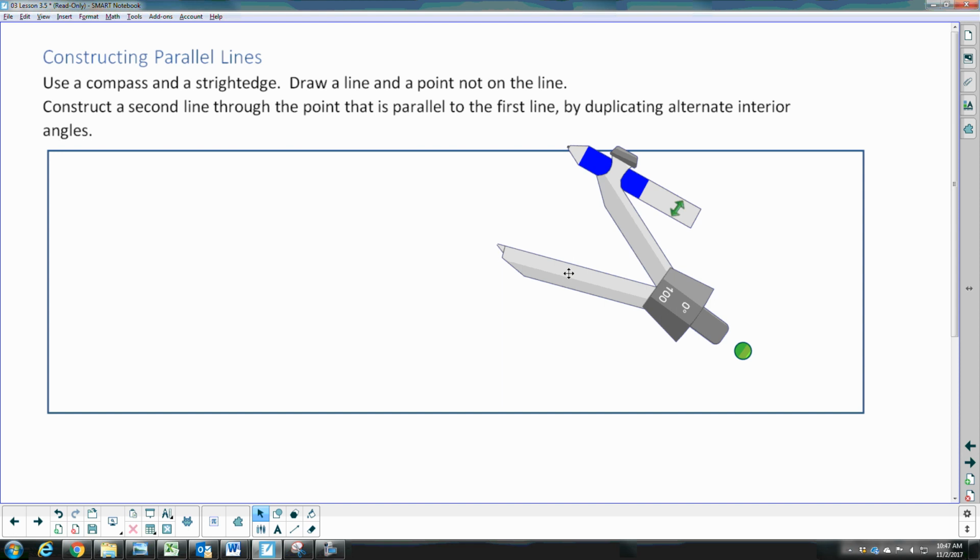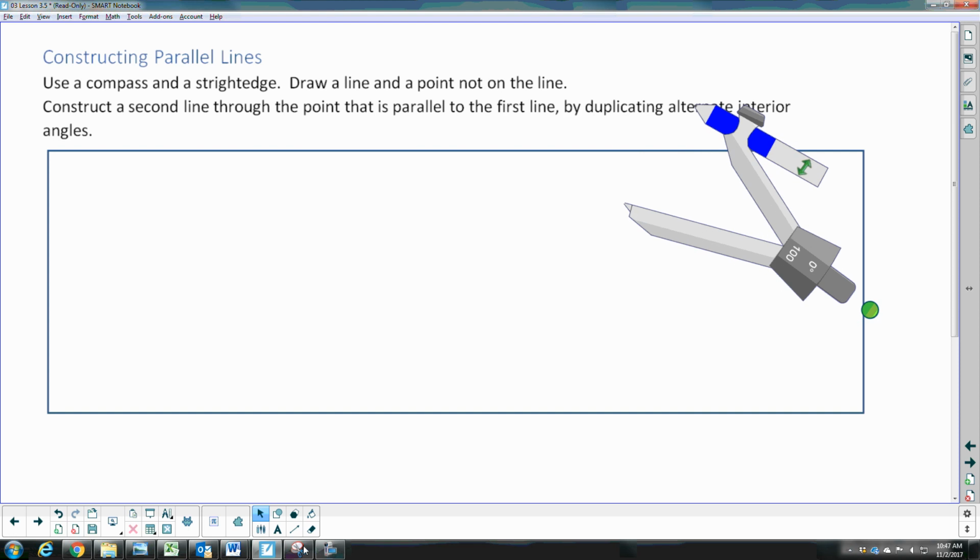Okay, so now constructing parallel lines, we're going to use our compass and our straight edge to draw a line and a point that is not on the line. So use your straight edge, draw a line, and draw a point. You can label it if you want, you don't have to. Now we're going to construct a second line through the point that's parallel to the first line.